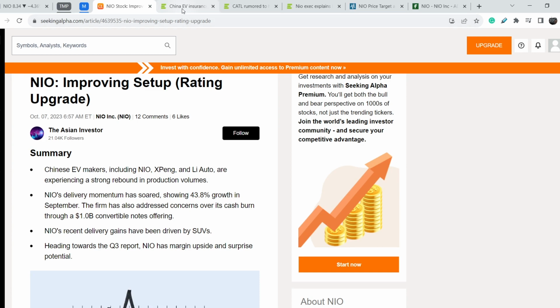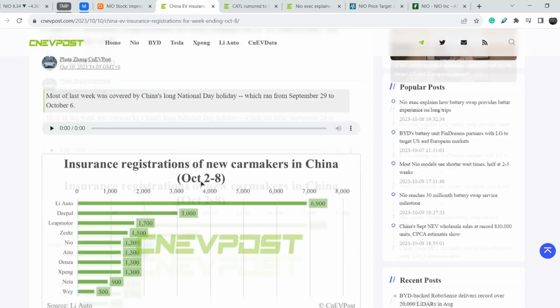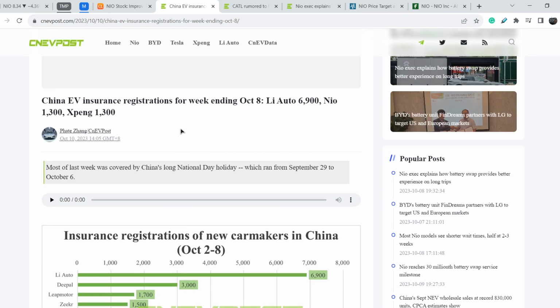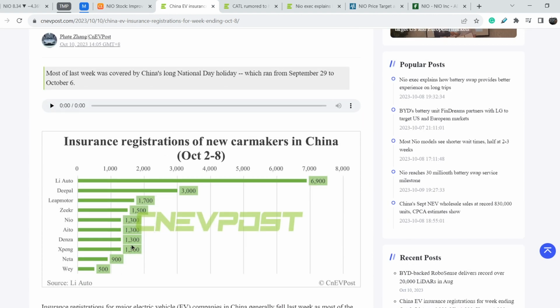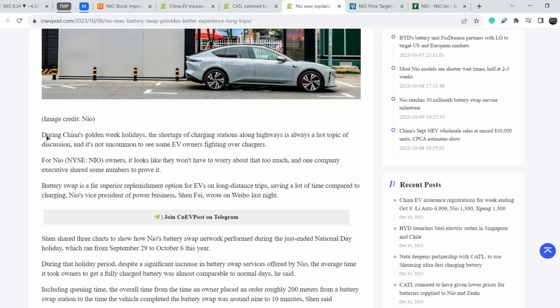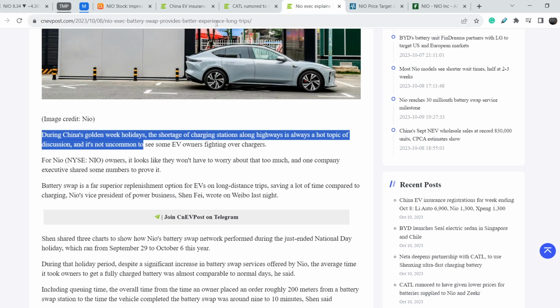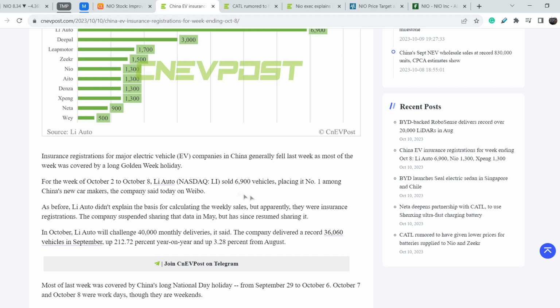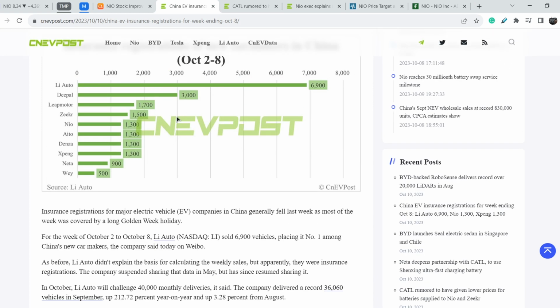So let me show you another piece of news: we have insurance registrations data for the week ending October the 8th. And NIO hit 1,300 deliveries, as you can see right here. And definitely it is not the best number. But this happens because of the Chinese Golden Week holidays. And it is an entire, well, more than a week, I guess, of holidays for the entire China. And that is why these numbers are not so impressive for all of the auto manufacturers.